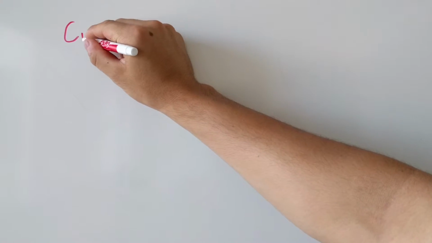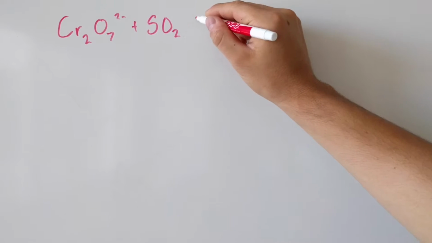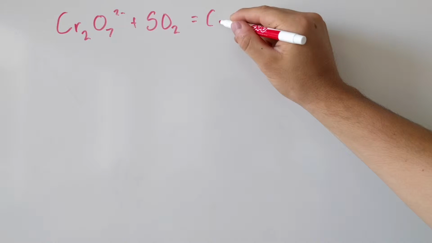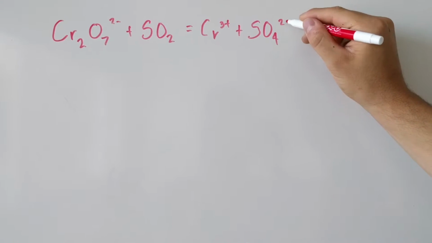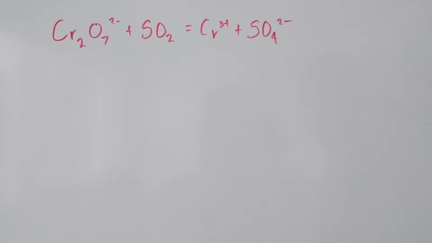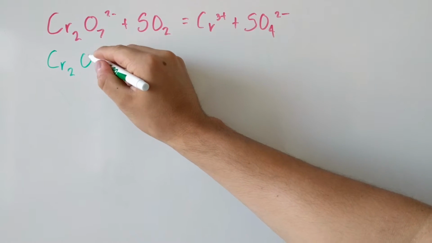Here's an example. The example we're using is the reaction of the dichromate and sulfur dioxide molecules to form the chromium(III) ion and the sulfate ion. By looking at oxidation states, we can determine that chromium will be reduced while sulfur will be oxidized.